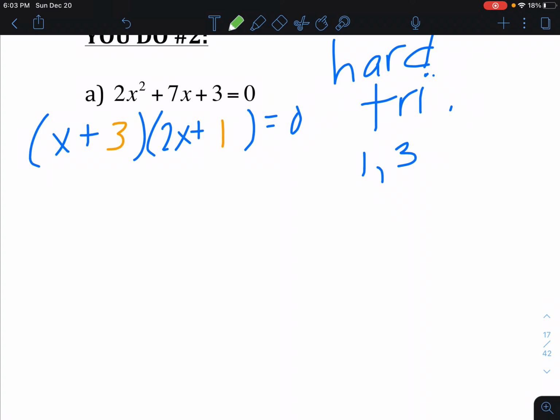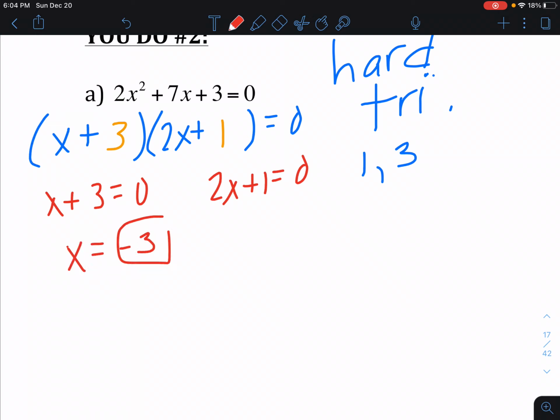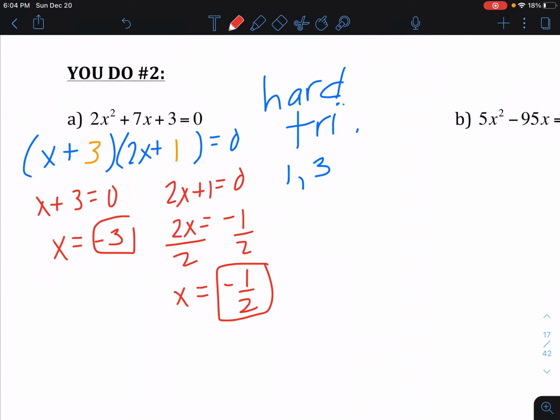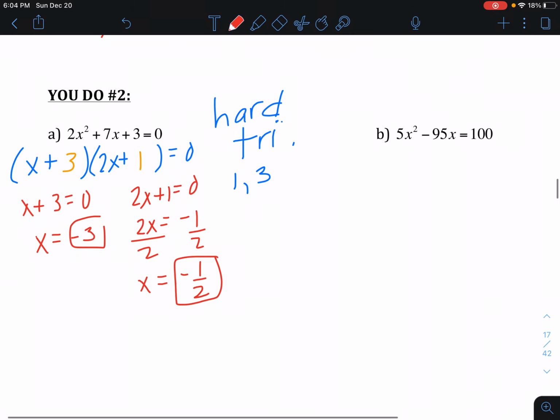So now I can set up my equations, set them equal to 0. Step 3. And then finally solve them. The first one, subtract 3 to get negative 3. The second one's going to take 2 steps. Your first step is subtract 1, and then divide by 2. Negative 1/2, or negative 0.5. That problem's complete. Moving on.